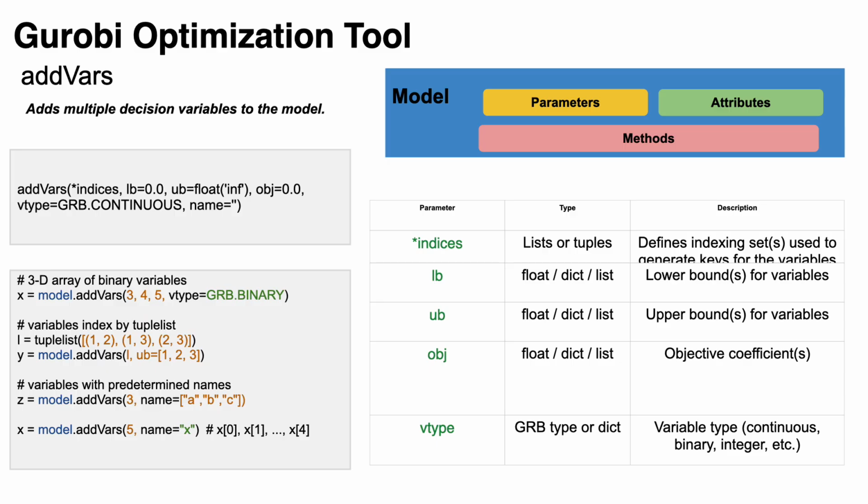The first parameter, indices, defines the shape of your variable set. For example, passing 3, 4, and 5 creates a three-dimensional array of 60 variables in one single line. You can also pass a Python list of specific tuples to create variables only for valid routes in a network. You can even pass lists or dictionaries for the bounds or objective coefficients, allowing you to assign different costs or limits to each variable dynamically as they are generated.